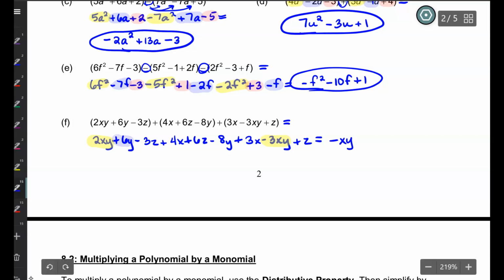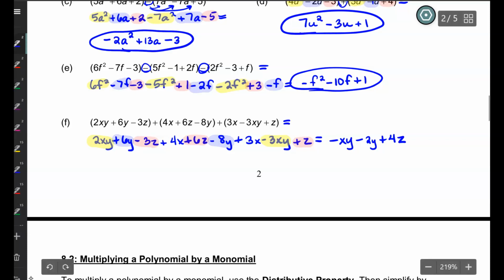Next, let's take a look. I got 6y. So let's look for any other terms that just have y. Looks like a plus 6 and a minus 8 will give us a negative 2y. Okay, then we have negative 3z, a plus 6z, and at the very end I have a plus 1. So let's see, that's going to give us negative 3 plus 6, so that's going to be 3, plus 1 will give us a plus 4z.